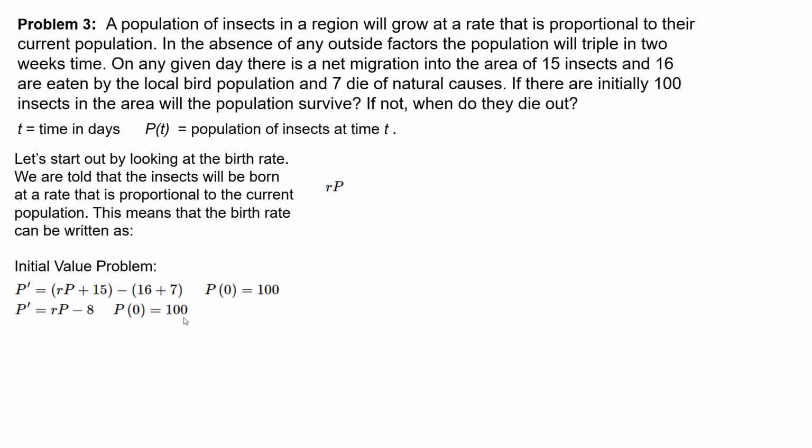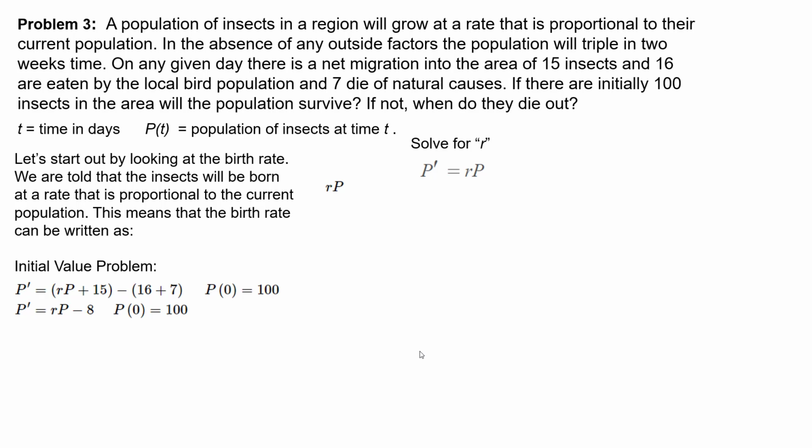So I can solve this. The only problem is I don't know what R is. And that's where we're going to use the second sentence where it says, in the absence of any outside factors, the population would triple in 2 weeks' time. So that means we're going to ignore the plus 15, minus 16, plus 7. We're just going to write P prime equals R times P to solve for R.